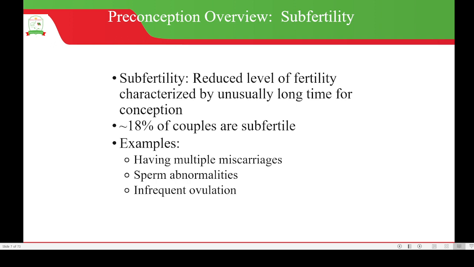They cannot swim well. Others have no tails. So there are many dysfunctions in the sperm that may cause subfertility. Infrequent ovulation. Some women may not ovulate. And even some may have their periods but are not able to ovulate. Those are anovulatory cycles. And this is a contributor to subfertility.